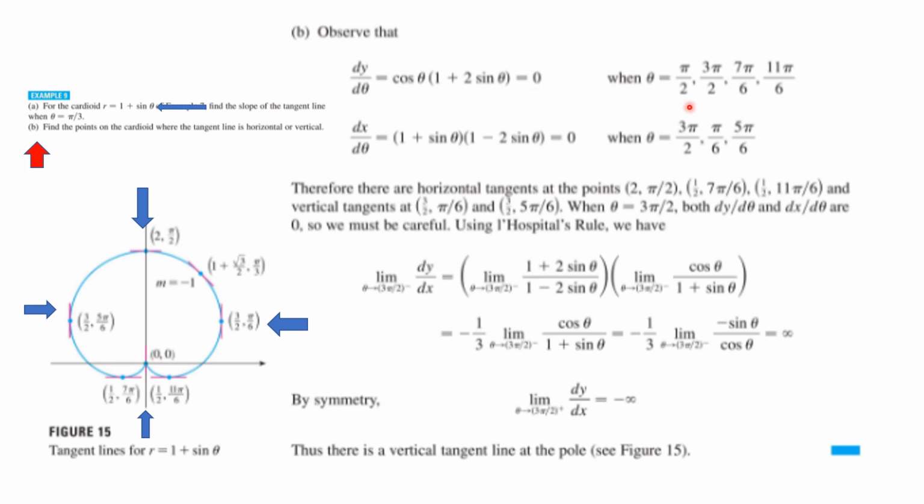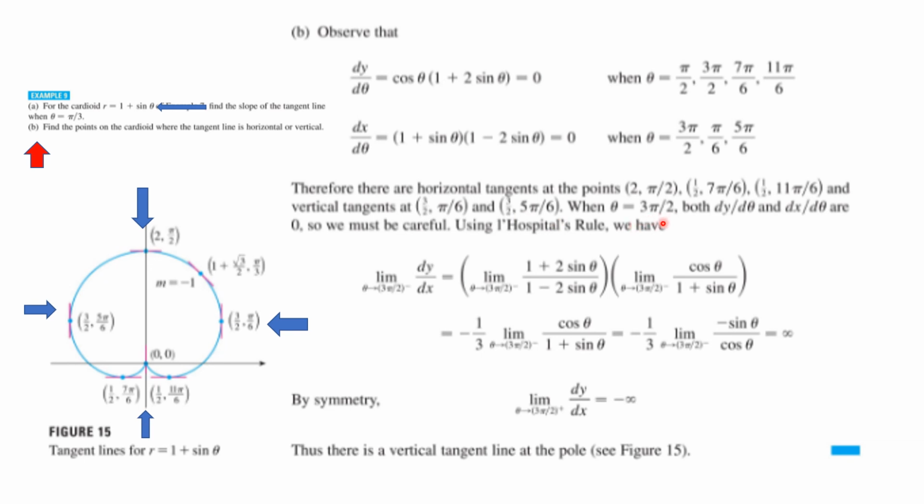Okay, so what I'm going to have is when theta is pi over 2, which will give me 2, pi over 2, and I'm also going to have these two values, which are going to give me these two values down here. I guess I should read instead of looking at the picture. Therefore, there are horizontal tangents at (2, pi over 2), (1/2, 7 pi over 6), and (1/2, 11 pi over 6), and vertical tangents at (3/2, pi over 6) and (3/2, 5 pi over 6).